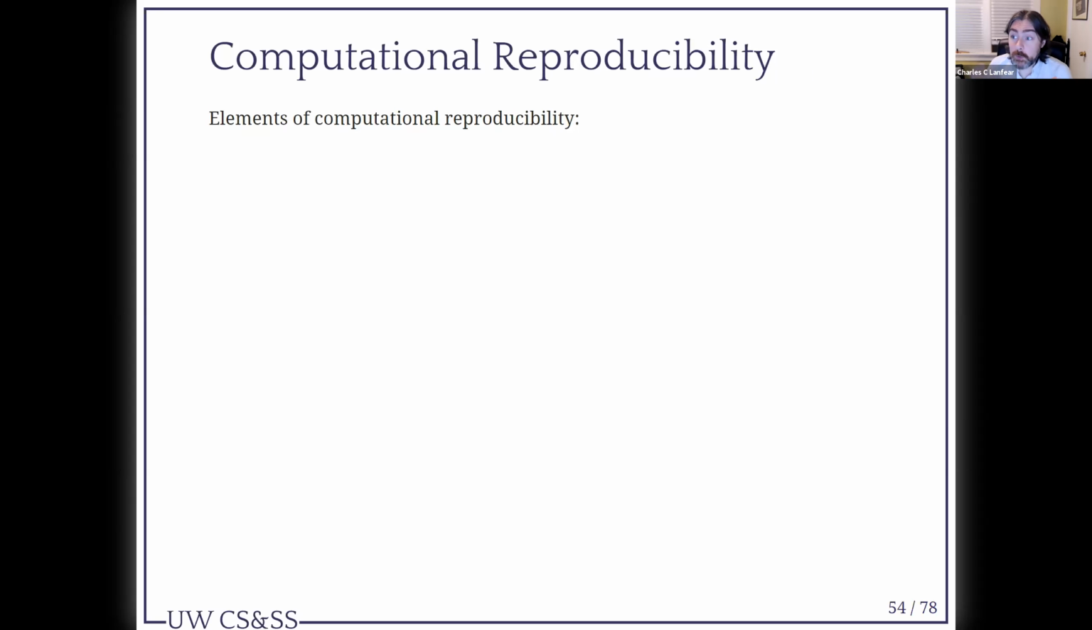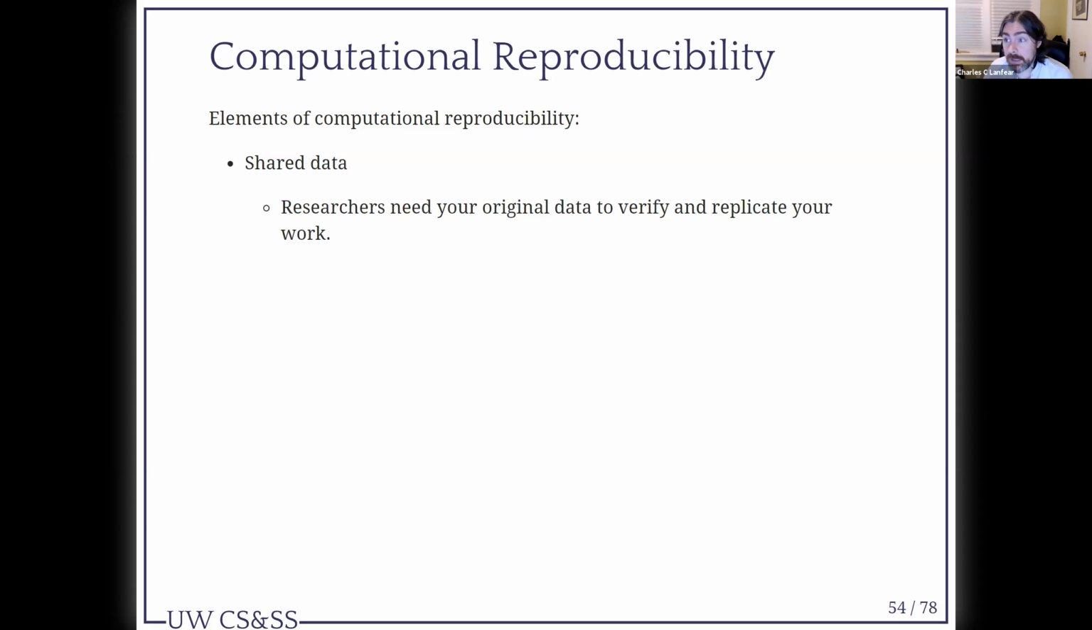Computational reproducibility is what much of this class has been about. The elements of computational reproducibility are shared data. People can't reproduce your work if they don't have the data used to generate that work. Shared data often has limitations because of restricted access and so on, but you should do your best to share it so people can verify and replicate your work.